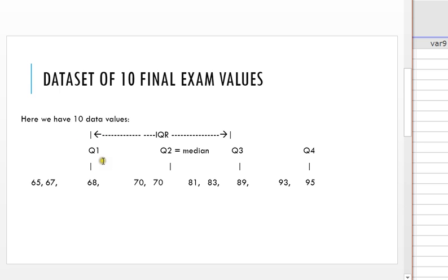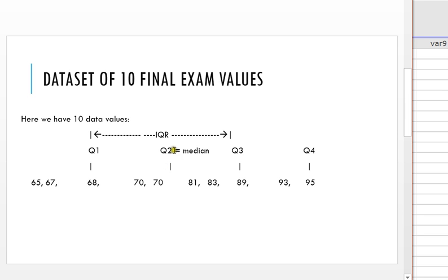So what is a quartile? The word quartile comes from the word quarter or 25%. So Q1 is just the value such that 25% of the data is below that value. So in this case, my Q1 is actually a score of 68, because 25% of the data in this data set is below the score of 68.